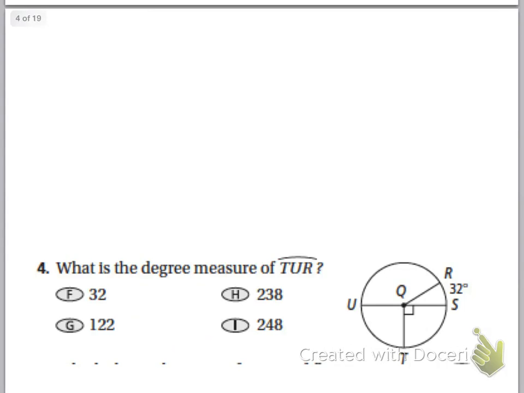What is the degree measure of TUR? Remember, anytime you have an arc measure, its central angle, or the angle across from it, should be the same, so that's also going to be 32.